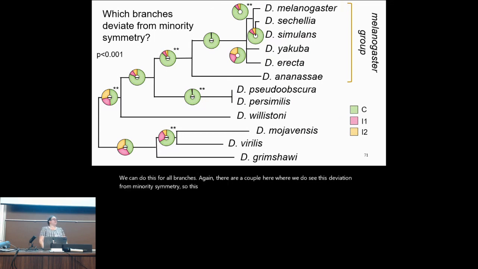So this is indicative of places where ILS may not be occurring and incongruence is due to some other reason. So maybe we want to focus further studies on those branches where we have lots of incongruence.